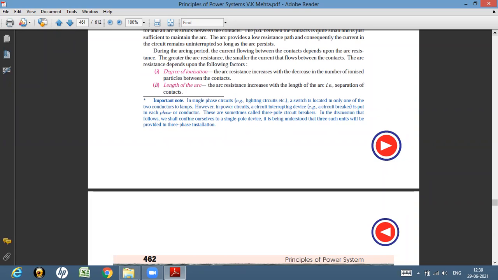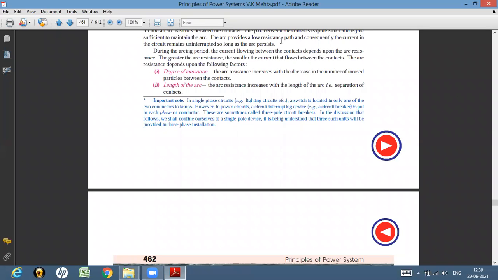So when the resistance of the arc is high, then the current flowing between the two contacts is low, and hence when the current is low, the temperature is also low and the arc will be quenched within the minimum possible shortest time. So in order to increase the resistance of the arc between the two contacts, the arc resistance is dependent upon three main factors.